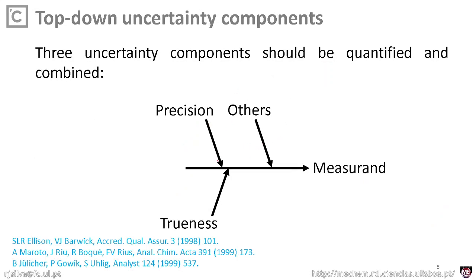So we know that this top-down approach based on in-house validation data involves the quantification of the uncertainty from precision, typically precision under intermediate precision conditions, so between days precision, I would say. And then we have the trueness uncertainty or bias uncertainty. And occasionally, depending on how your measurement is defined, you can have other uncertainty components like sampling uncertainty or others.